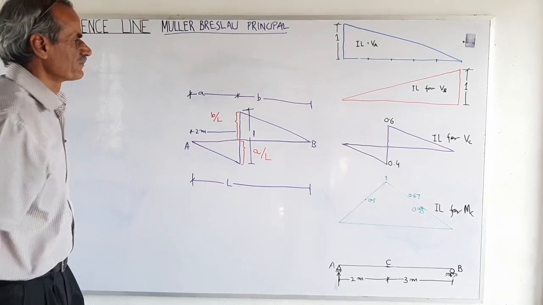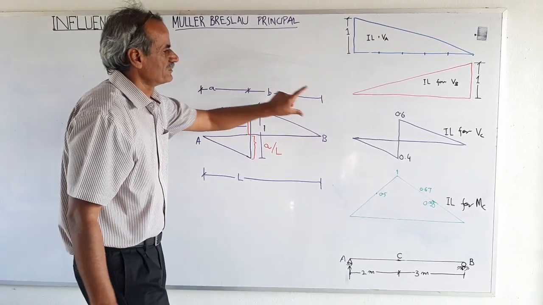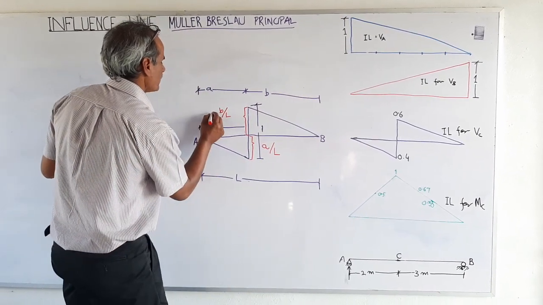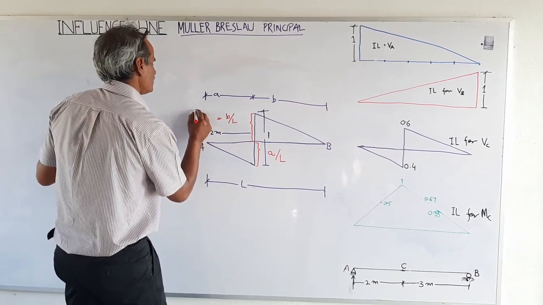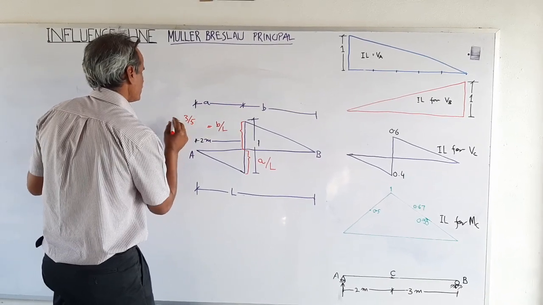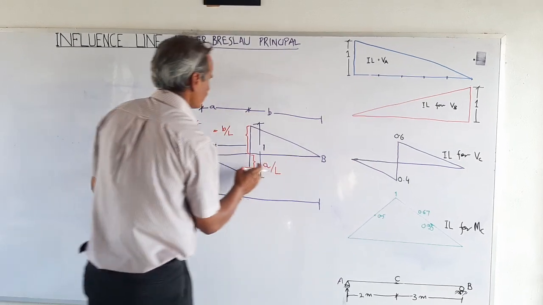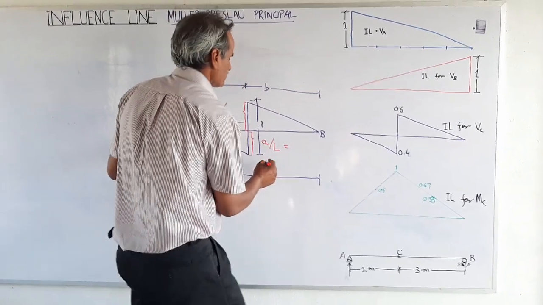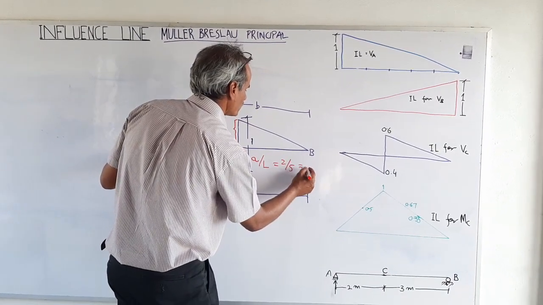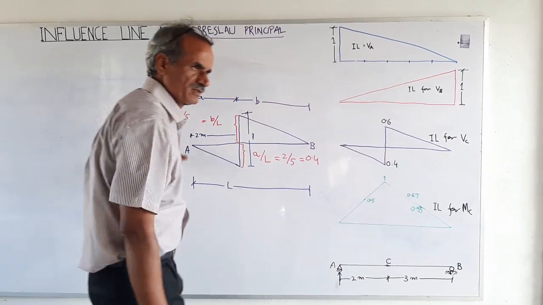Alright? Say in that case B is 3 meters, and this one is 2 meters. So this value is 3 divided by 5, which is equal to 0.6, and this is 0.6. Over here, A is 2 divided by 5, which is equal to 0.4, and it is 0.4.